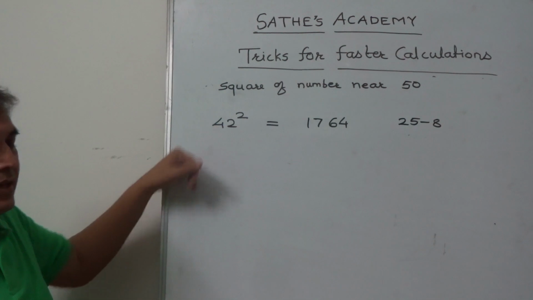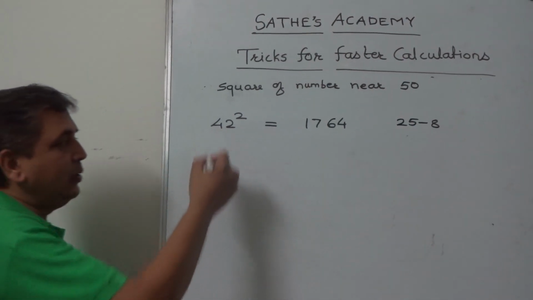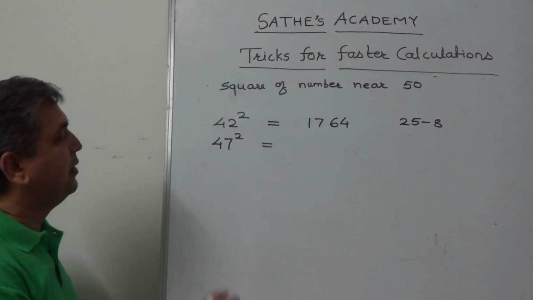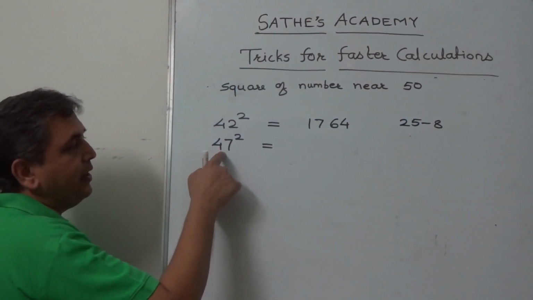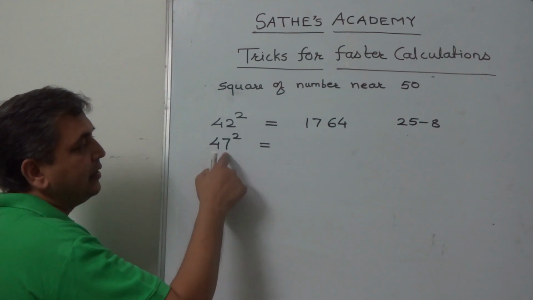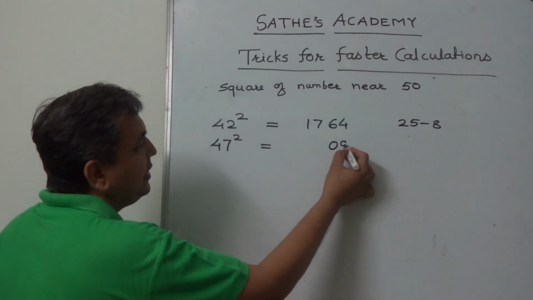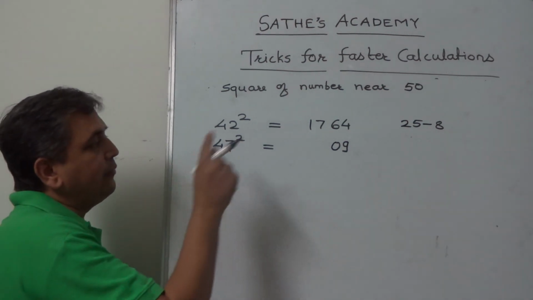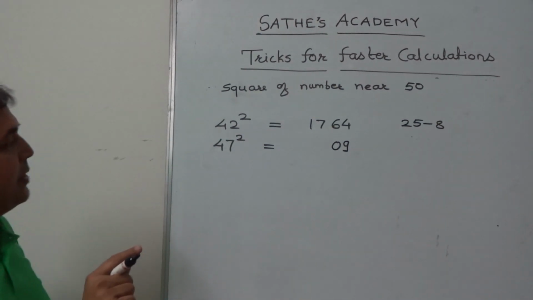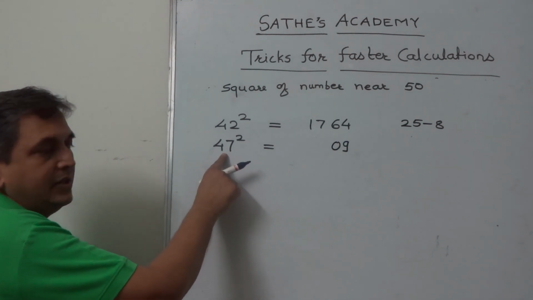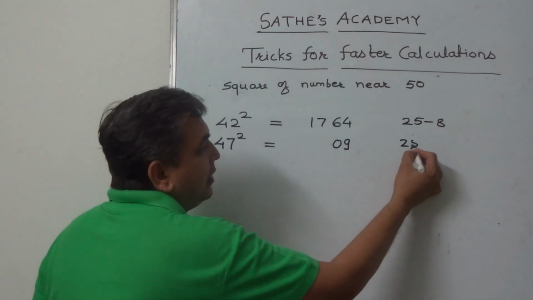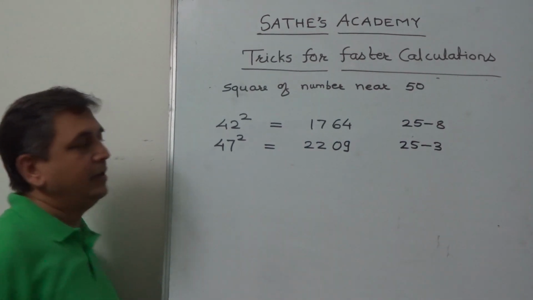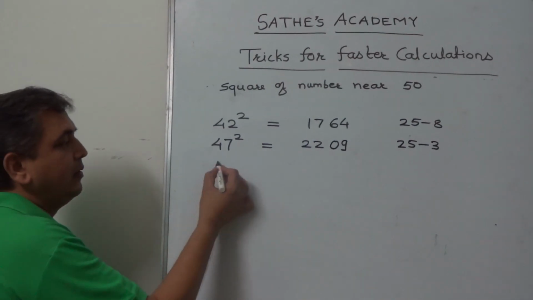If this number is lesser than 50, we take 2-3 more examples. 47 square. Difference from 50 is 3. 3 square is 9. We write 09 here. We want a 2-digit number. And then from 25, we have to subtract the difference, that is 3. 25 minus 3 is 22. Clear? One more.